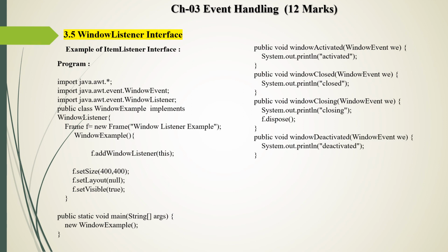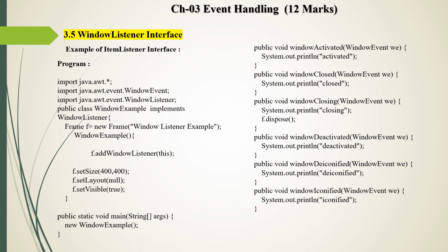Next we define the deactivated method and the message is deactivated. Then we define the deiconified method and the message is deiconified. And the next method, iconified, has the message iconified. To display a message we write the code System.out.print, and inside the brackets we write our message. You can display anything that you want to execute by this method. Here we simply display one message when the method is executed. At last we define the windowOpened method and the message is open. So this is a simple program related to window events.